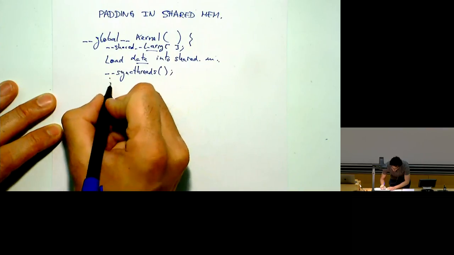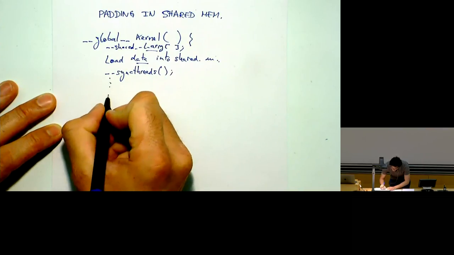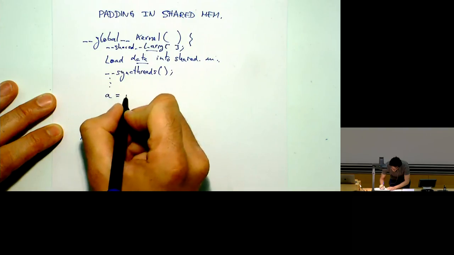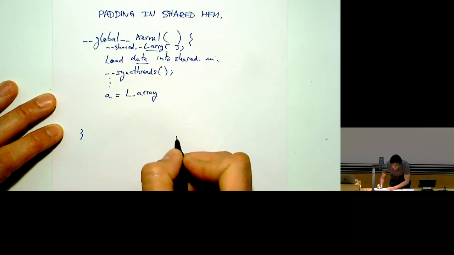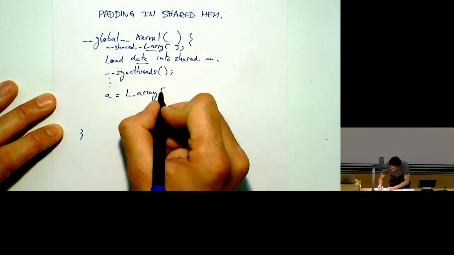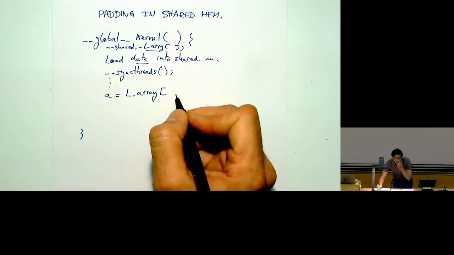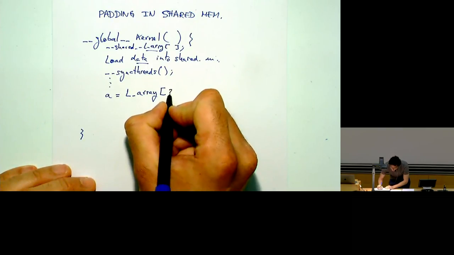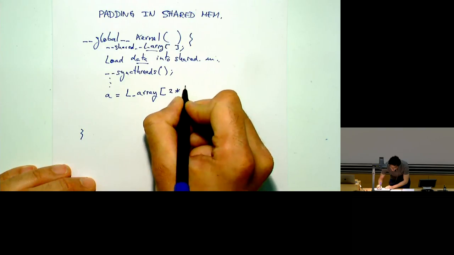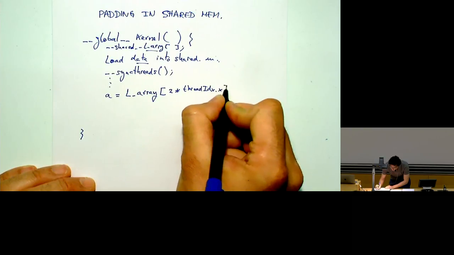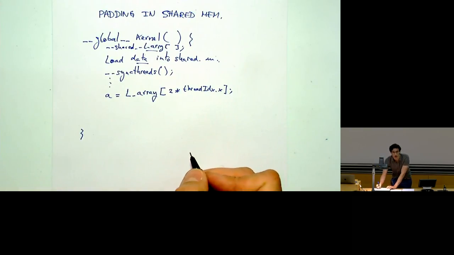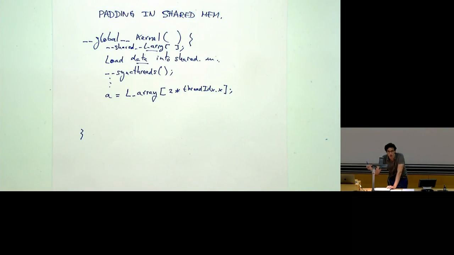And after that, our threads have to access the values that we have stored here in the L array. And maybe the element that each of the threads is going to access is 2 times threadIdx.x. So you see that the stride between 2 consecutive threads is going to be 2. And after that, computation continues. So what's the problem here?